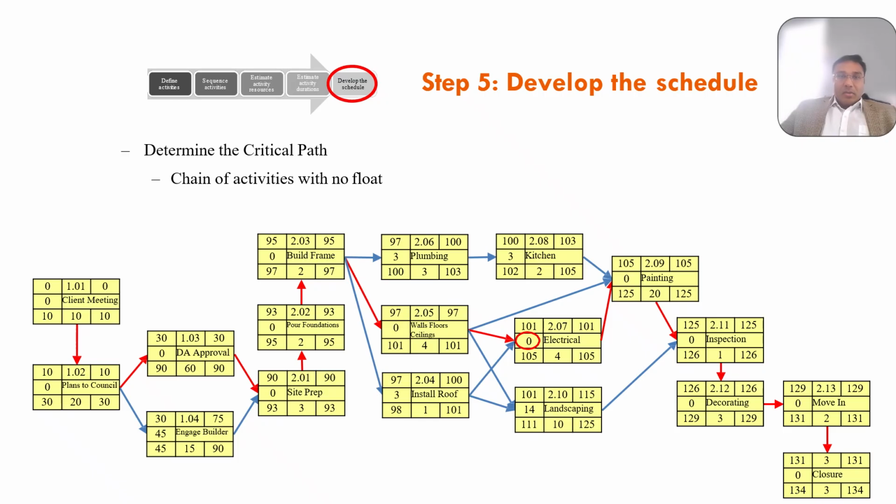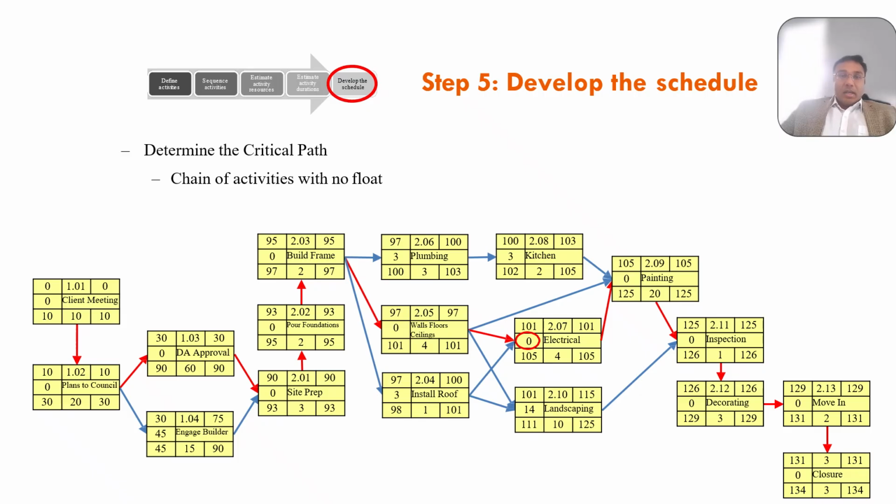So the next step is to perform the forward pass, as we saw in previous slides. It's about calculating your early start and early finish. So you have done your early start and early finish, so you can continue this forward through the diagram until the final early finish is found. So in this case, we know it's 134 days. That's the total project duration.